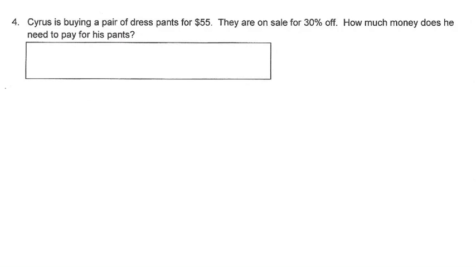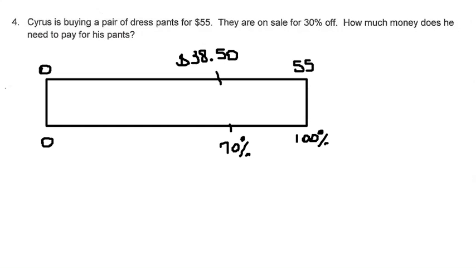At this time, please pause the video while you complete question number 4. When you're ready to check your answer, press play. And so your answer for this problem is $38.50.